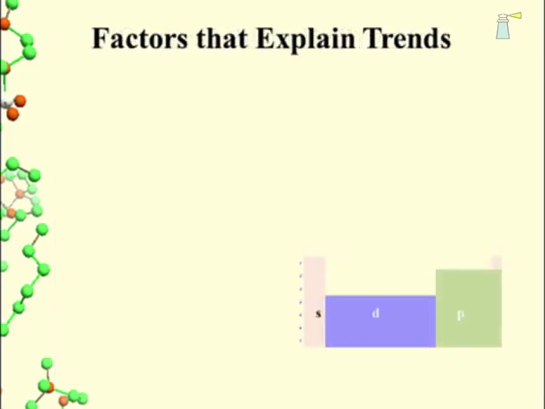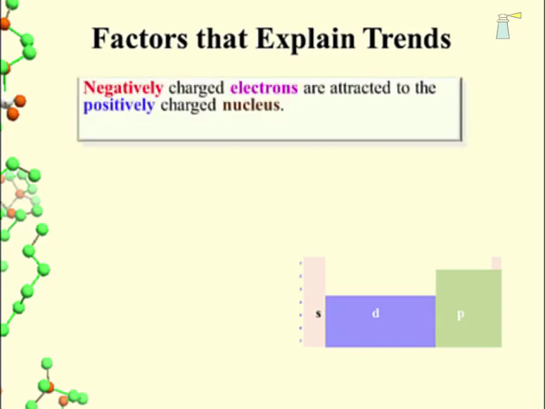Factors that explain trends. We will use this cartoon of the periodic table to overlay the direction of trends. Note that it is colored by orbital blocks. Of fundamental importance to understanding periodic trends is that negatively charged electrons are attracted to the positively charged nucleus. And electrons in an atom repel each other. That's even true for paired electrons in an orbital, though having opposite spin really helps.